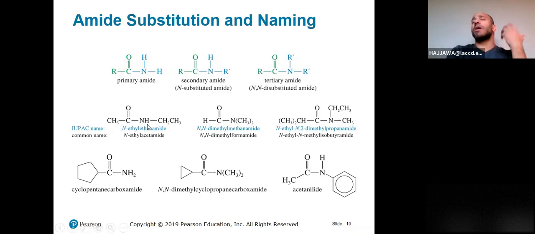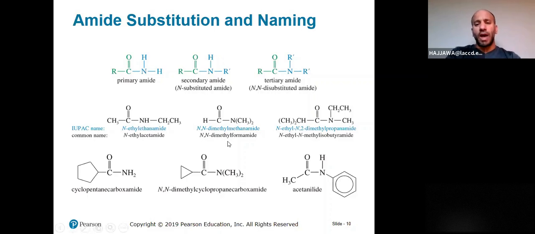But what if I have a substituent sitting on the nitrogen? That should remind me of how I named the ester. I look at the R group that's attached to the oxygen. For the amide, I look at the R group attached to the nitrogen. So how would I name this? This would be N-ethyl, indicating that the ethyl group is sitting on the nitrogen, and the parent name is ethanamide. So the common name would be acetamide, as ethanoic acid corresponds to acetic acid. So the amide would be acetamide.